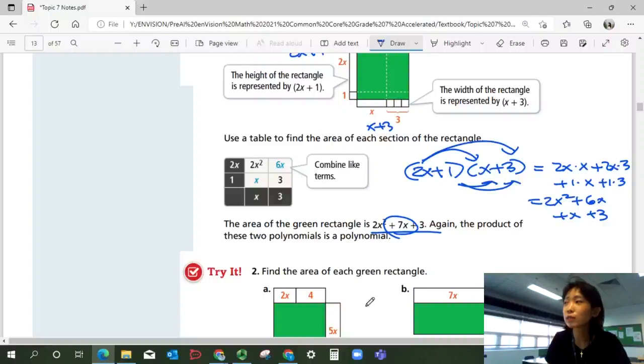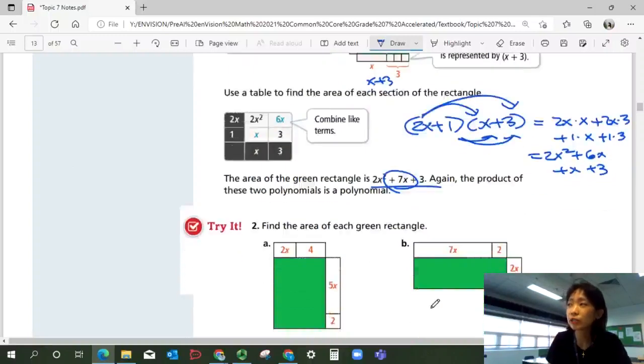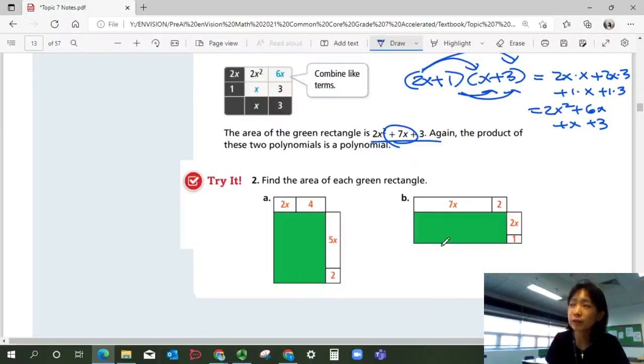Let's look at try number 2. Find the area of each green rectangle. Okay? Your width and lengths are given with expressions. Please figure out the expressions. Multiply the binomials. Pause the video, come back when you're ready for answers.